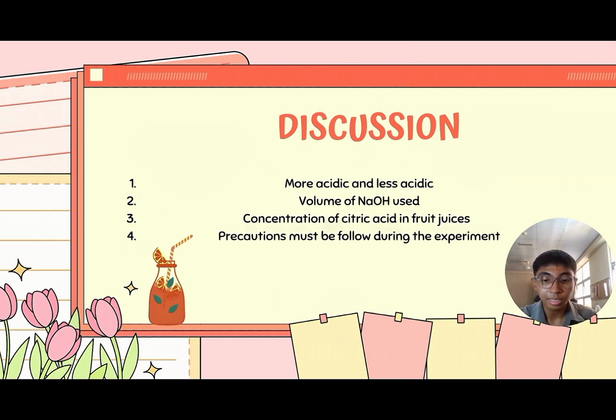And lastly, precautions must be followed during the experiment. Firstly, it is important to place the eyes exactly at the level of the meniscus when recording the burette readings. The eye level must be perpendicular to the reading when recording the data to avoid parallax error. Other than that, titrate the fruit juice in the conical flask with the NaOH from the burette slowly while shaking the flask until the indicator color changes. This helps in achieving a uniform mixture of the reactants and the reaction proceeds at a faster rate.